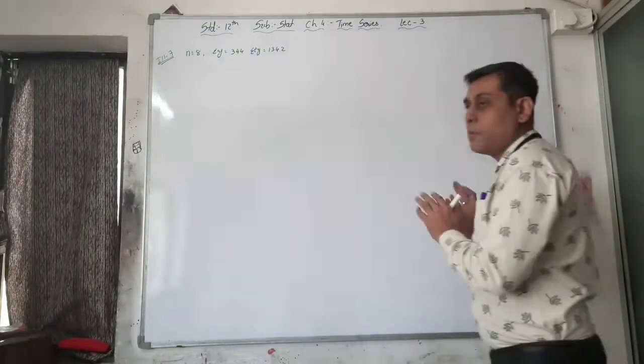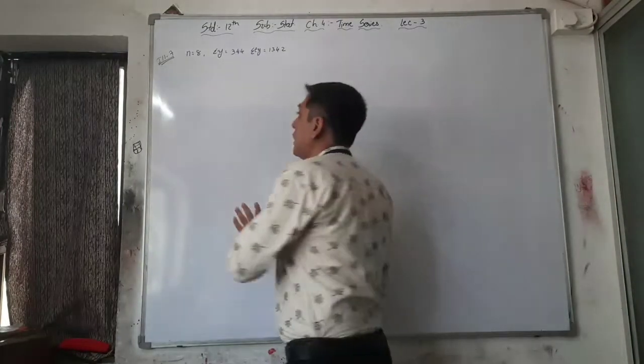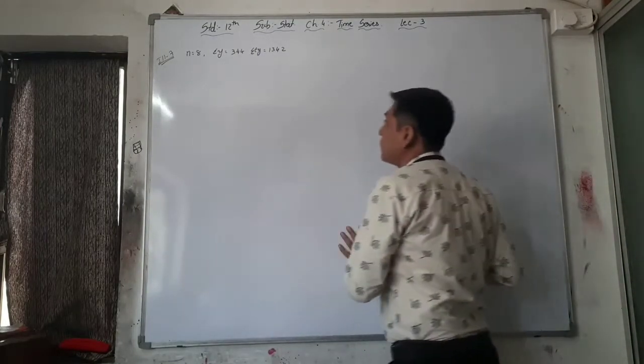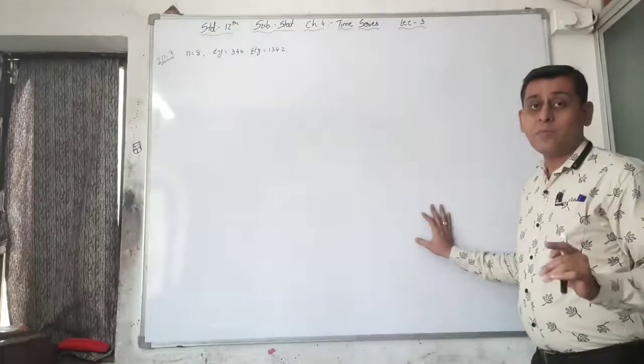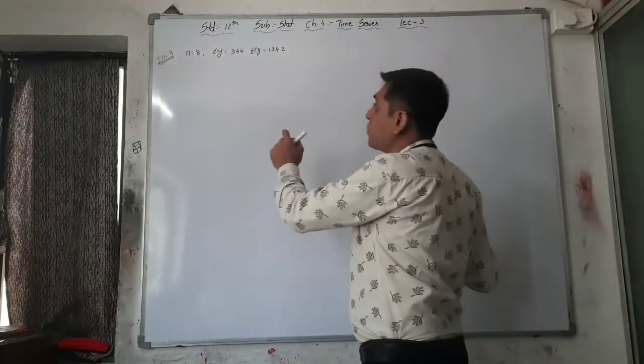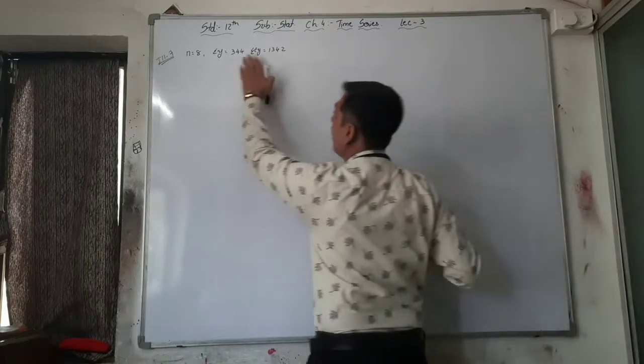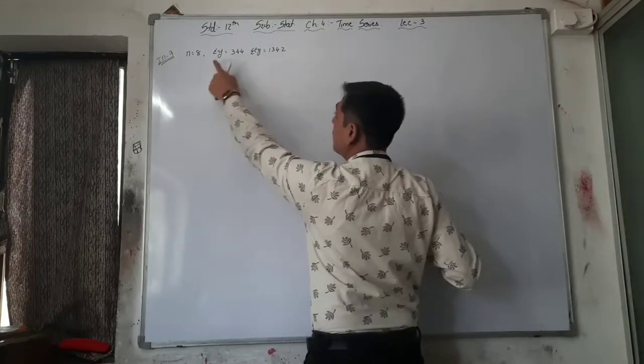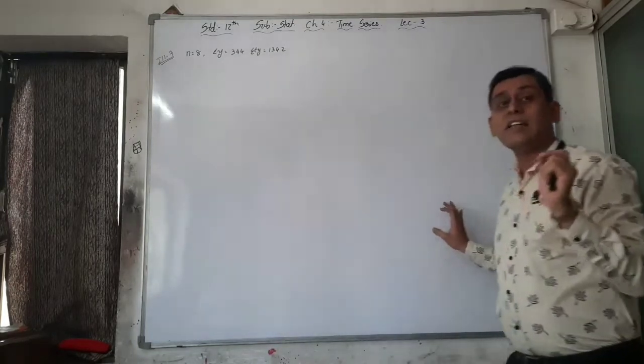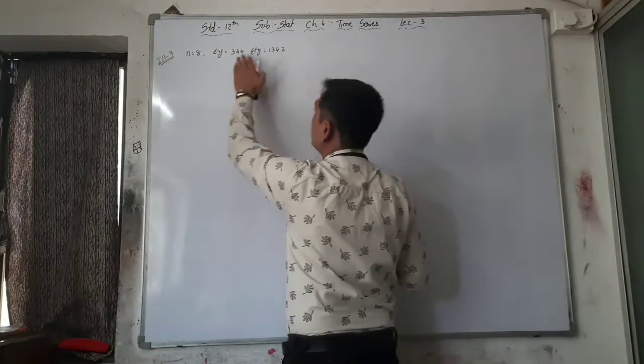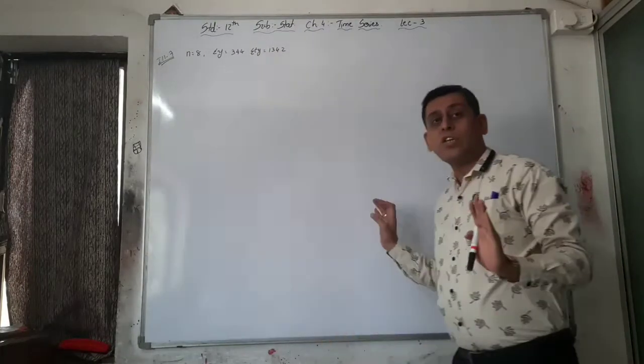See, it is a most important sum because it was asked in previous years' papers 2 or 3 times, and in similar questions only the values are changed. See, the asking method or style is not changed, only the numbers are changed, nothing else.